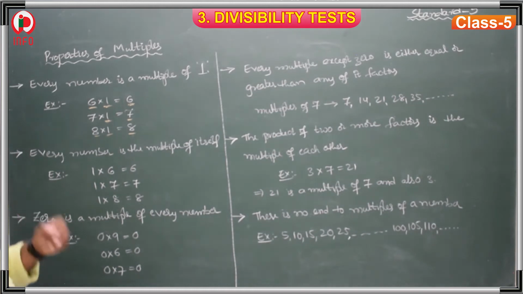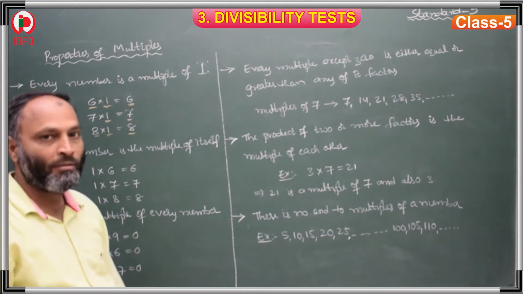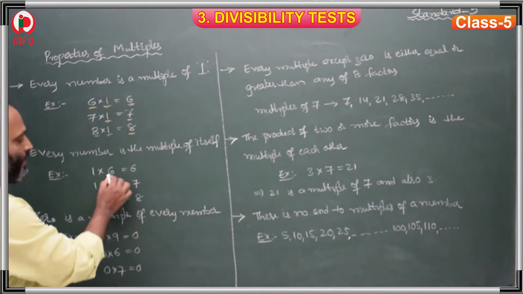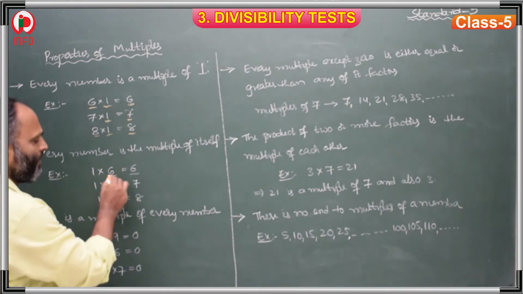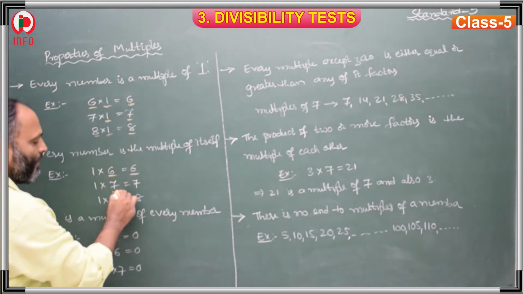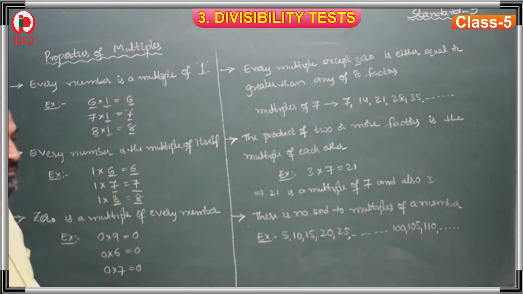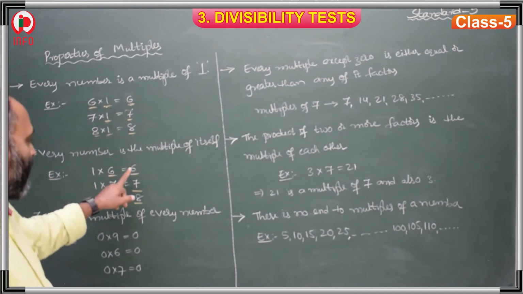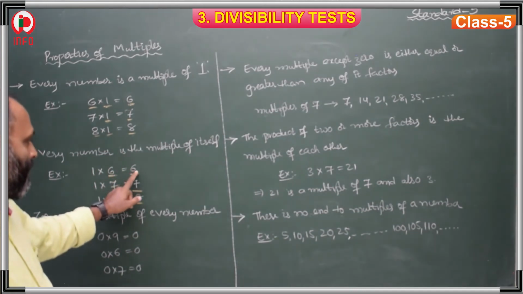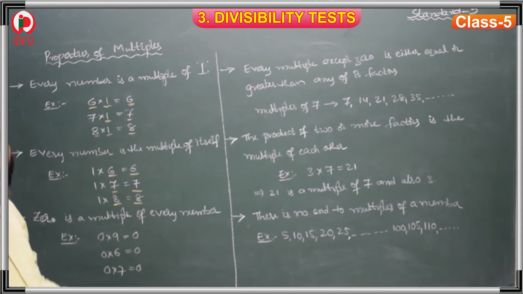Then every number is a multiple of itself. Here 6 and here 6 will come. Here 7 will come. Here 8 will come. Every number is a multiple of itself.